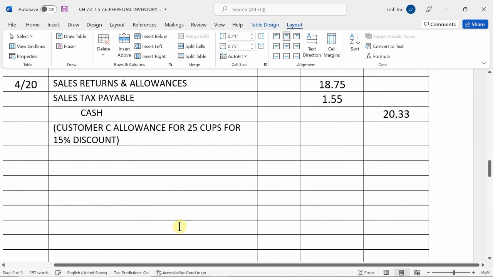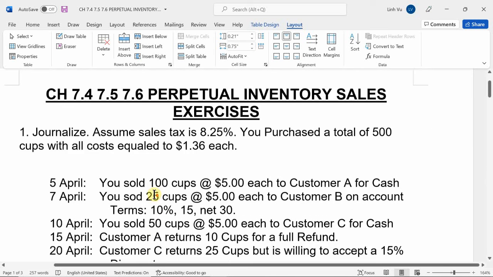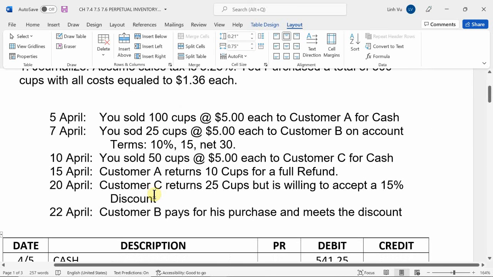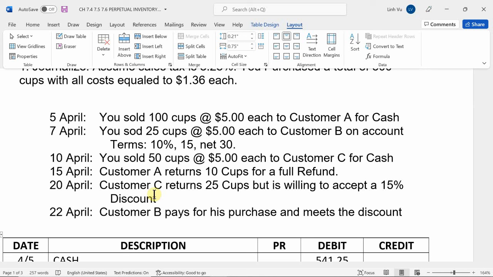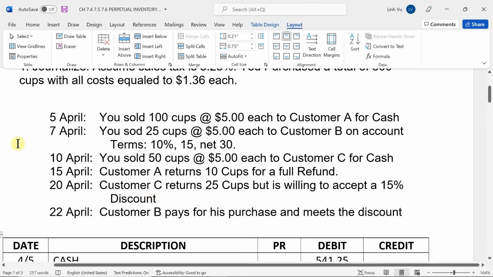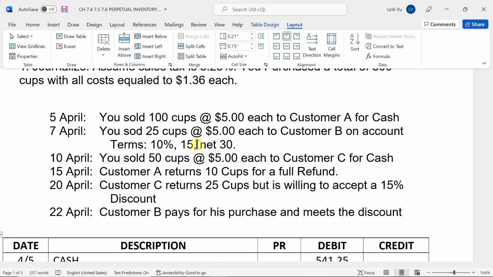Last but not least, on April 22nd, customer B pays for his purchases and meets the discount. Let's take a look at his transaction. On April 7th, we sold 25 cups for $5 each to customer B on account. He's going to receive a 10% discount because he paid within 15 days, on the very last day. He made the discount due date, so we have to honor his 10% discount.